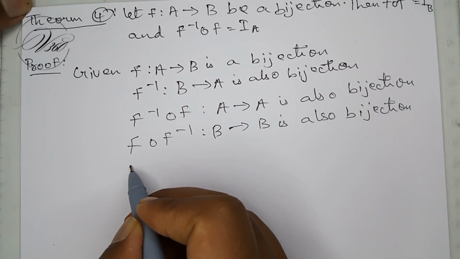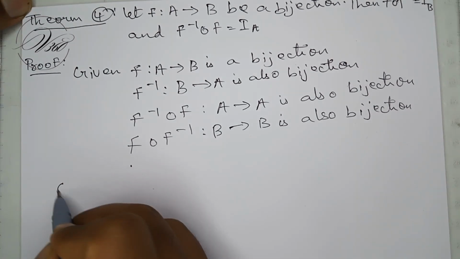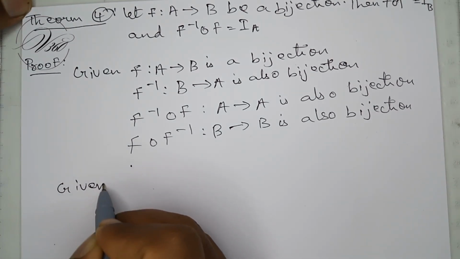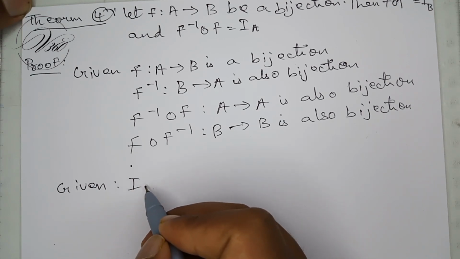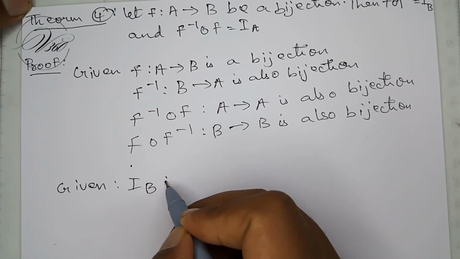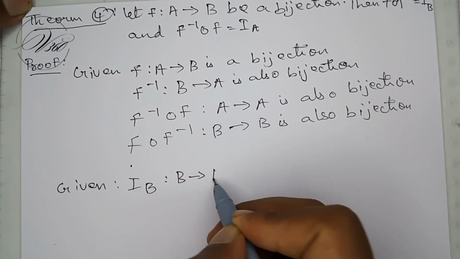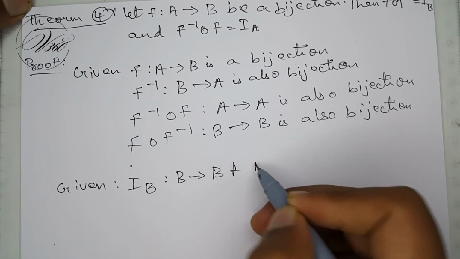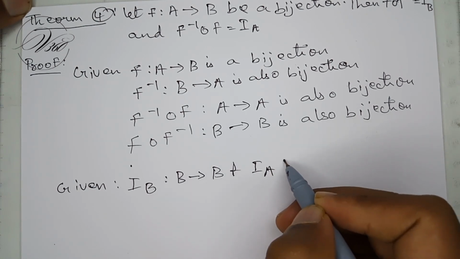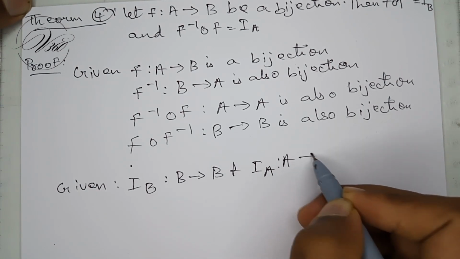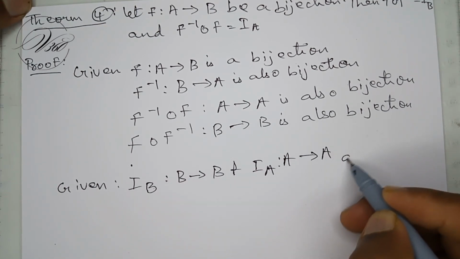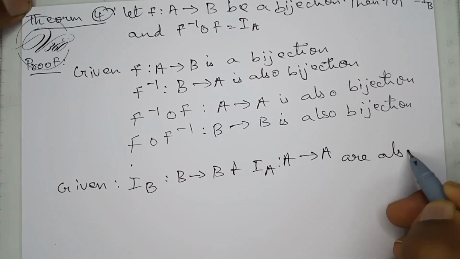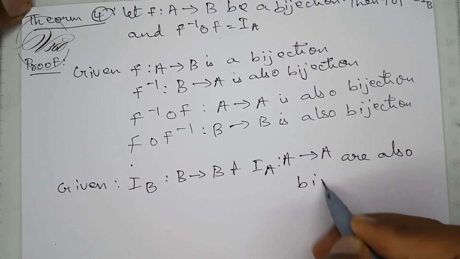Now here again given, what is given in the question, that is IB maps B to B and IA maps A to A are also bijections.